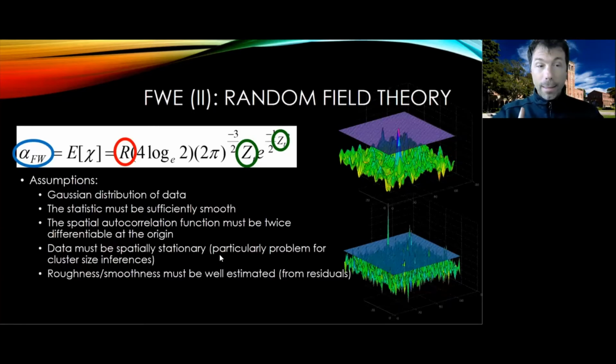First, we're assuming that the distribution of data is fairly Gaussian. In part, this is also why we smooth our data in preprocessing. Then the statistic has to be sufficiently smooth. Typically, fMRI data turn out to be smooth enough at current resolution, but this is something that needs to be empirically looked at. The spatial autocorrelation function has to be twice differentiable at the origin.